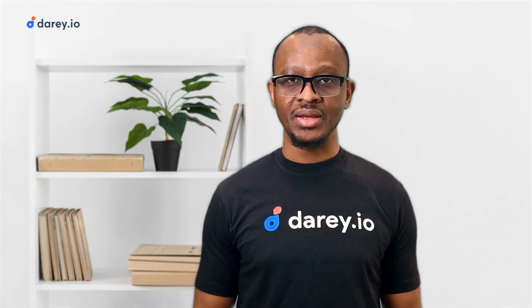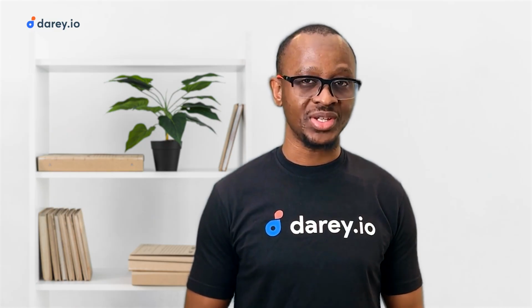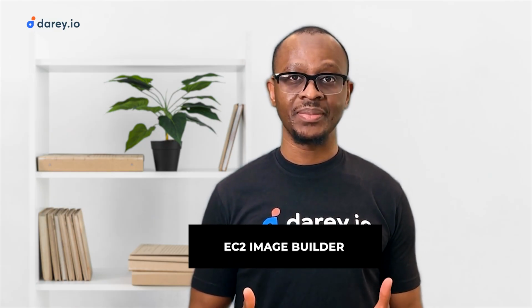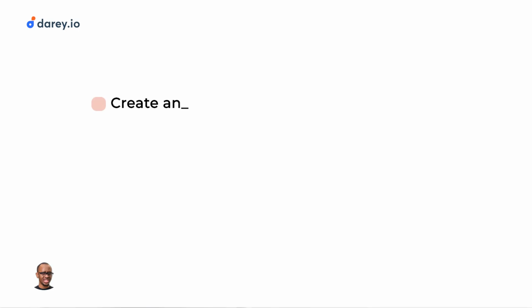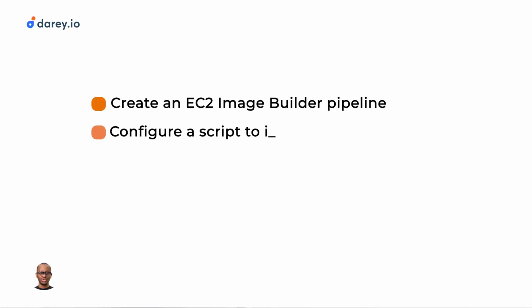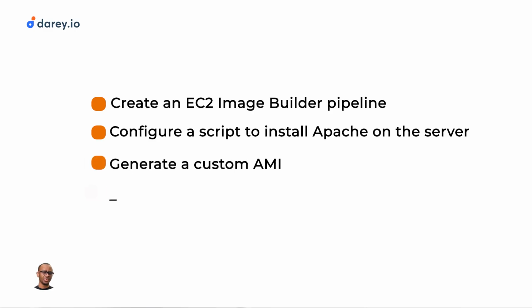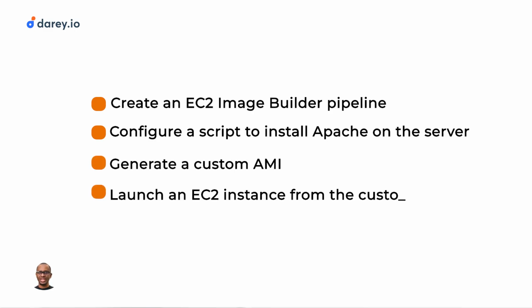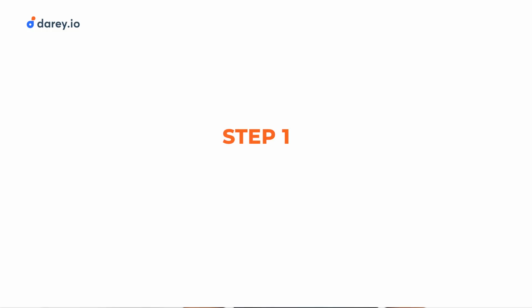Hey everyone, welcome to this hands-on tutorial on EC2 Image Builder. In this session, we will create an EC2 Image Builder pipeline, configure a script to install Apache on the server, generate a custom AMI, and launch an EC2 instance from the custom AMI. Let's get started. Step 1.